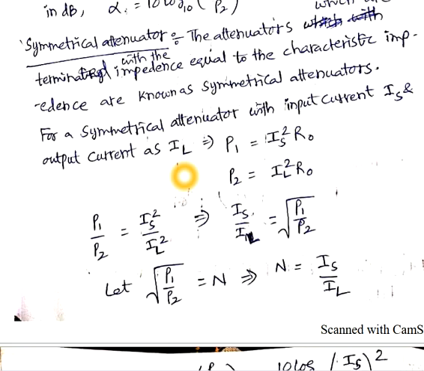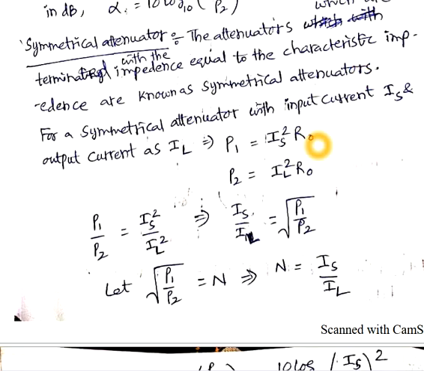You all know the property of symmetry and reciprocity with respect to two-port networks, and even an attenuator is a two-port network, because it is connected between input terminals as well as output terminals. If it satisfies the property of symmetry, that becomes a symmetrical attenuator. And what else are the characteristics of a symmetrical attenuator? The attenuators which are terminated with an impedance equal to the characteristic impedance are known as symmetrical attenuators.